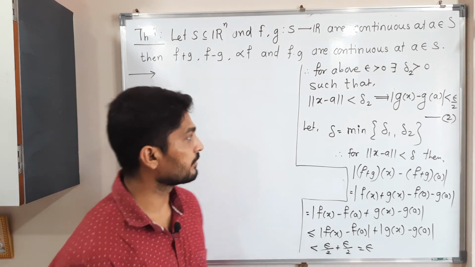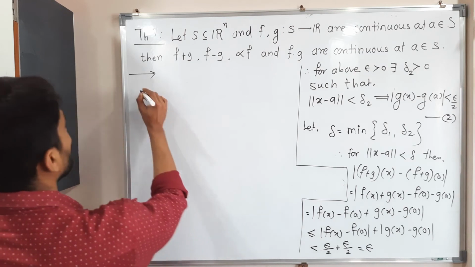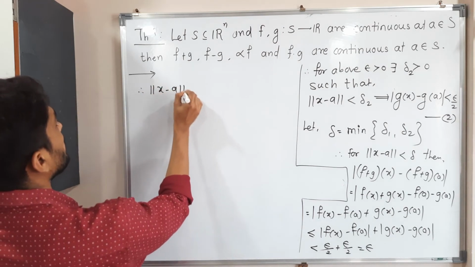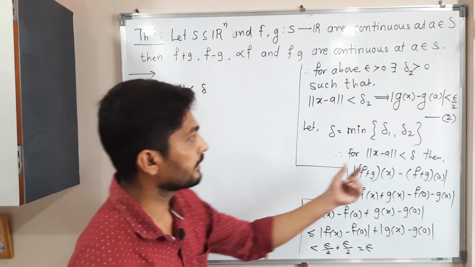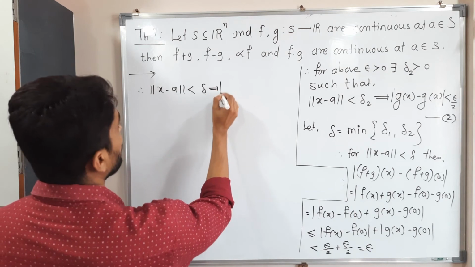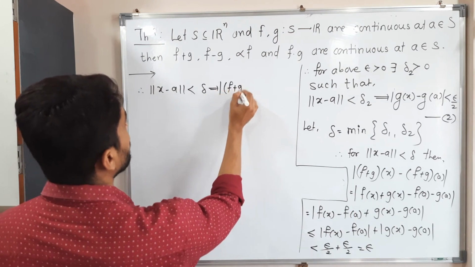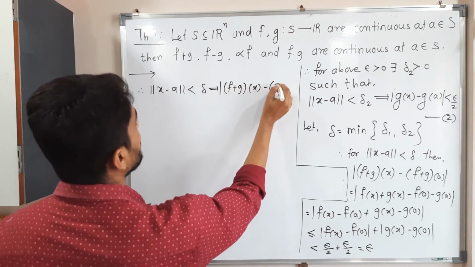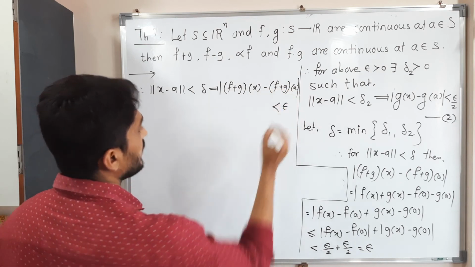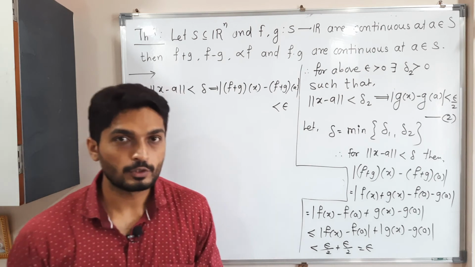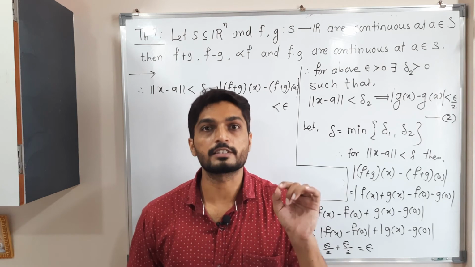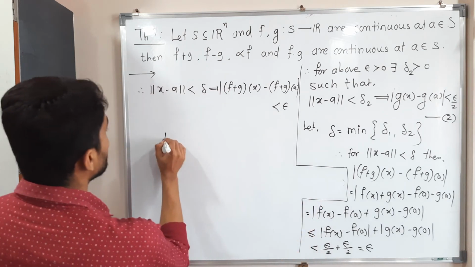Okay, see, therefore what can I write? Therefore norm x minus a less than delta. Okay, this thing we had considered, and finally what we have got implies I can write mod (f plus g)(x) minus (f plus g)(a), and it is less than epsilon we have got, right? So therefore, by the definition of continuity, I can say f plus g is continuous at a, or we can write the same thing in this way.